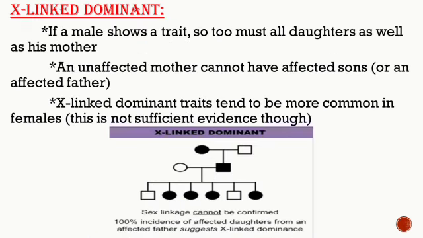X-linked dominant. If a male shows a trait, so too must all daughters as well as his mother. An unaffected mother cannot have affected sons, or an affected father. X-linked dominant traits tend to be more common in females. This is not sufficient evidence though.